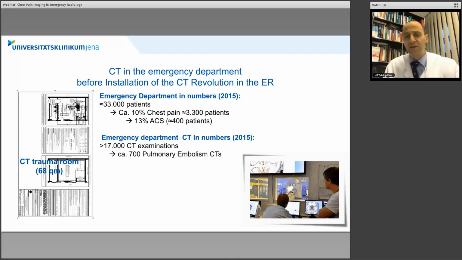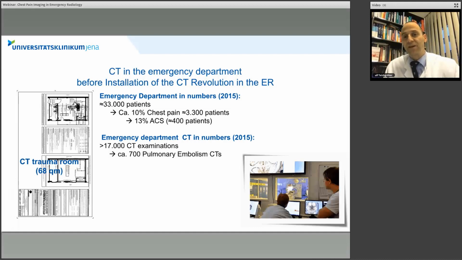The numbers before we installed the new scanner were already impressive. For our hospital, in the emergency department, we saw 33,000 patients. Among these patients, we had 3,300 with chest pain. This accounts for 400 patients with acute coronary syndromes. These are the patients who, by guidelines, go right away to the cath lab. Whereas in the emergency department, we performed more than 17,000 CT scans already in 2015.